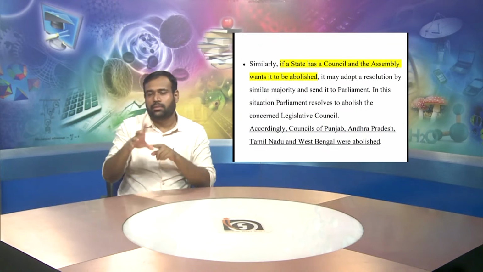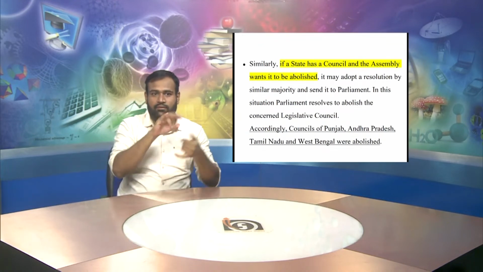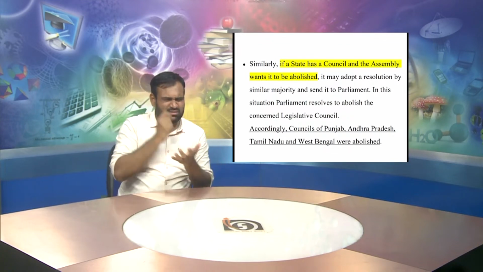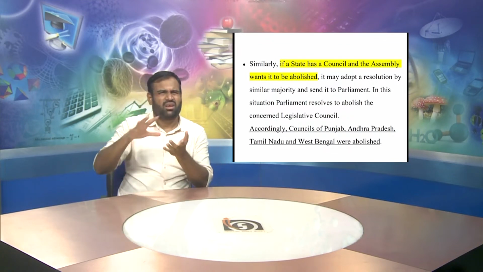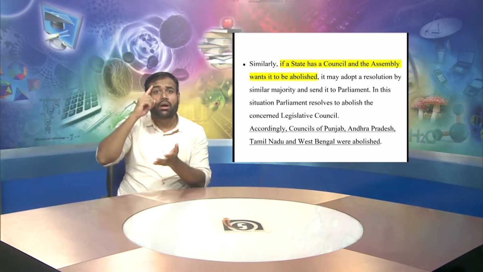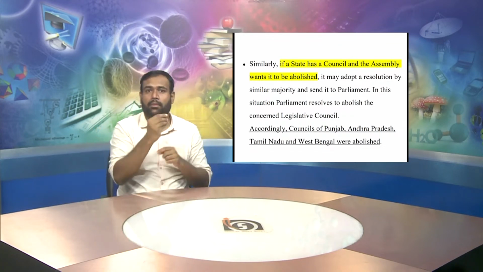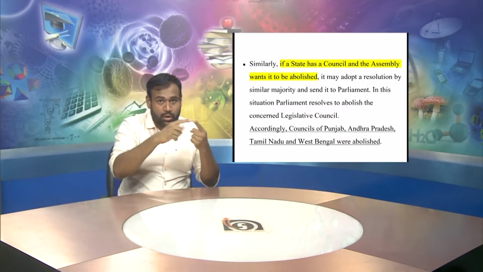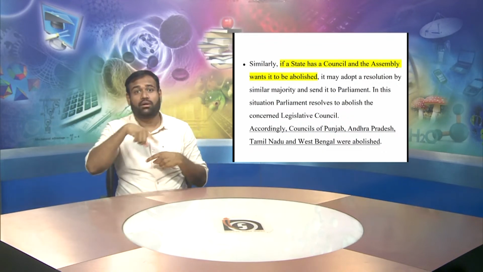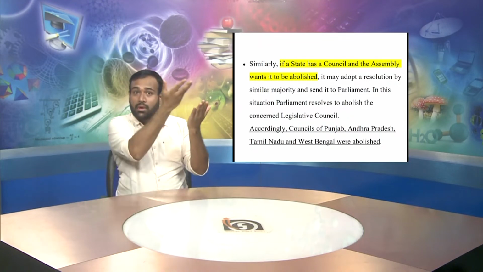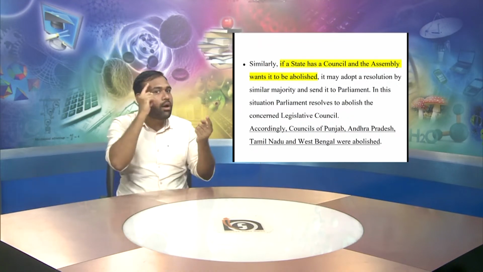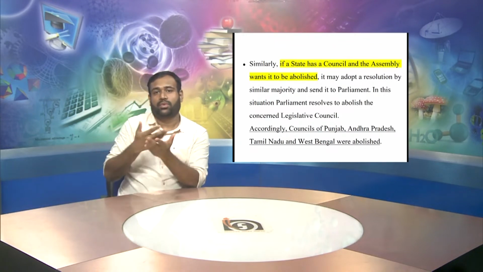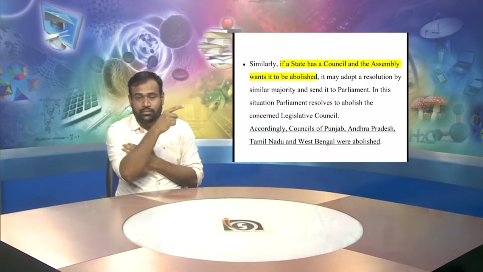Similarly, if a state has a council and the assembly wants it to be abolished, it may adopt a resolution by similar majority and send it to Parliament. In this situation, Parliament resolves to abolish the concerned legislative council. Accordingly, councils of Punjab, Andhra Pradesh, Tamil Nadu and West Bengal were abolished.